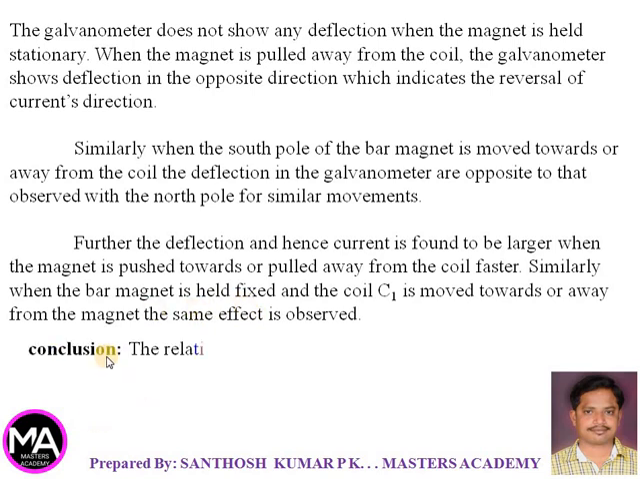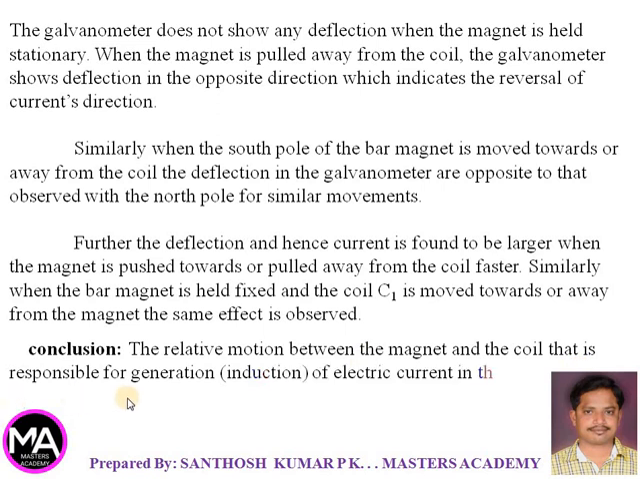The conclusion is that the relative motion between the magnet and the coil is responsible for the generation, that is, induction of electric current in the coil. This is the Faraday's and Henry bar magnet and coil experiment.